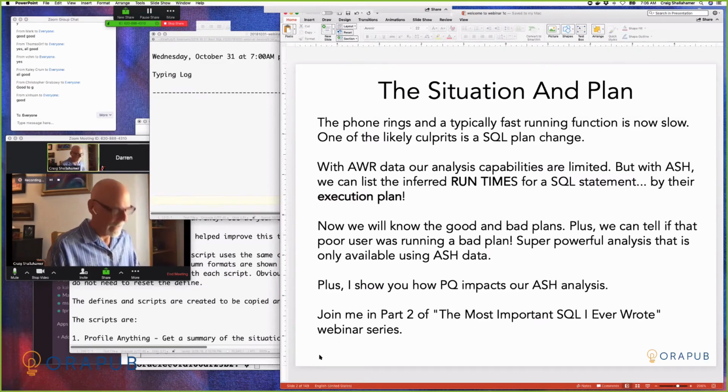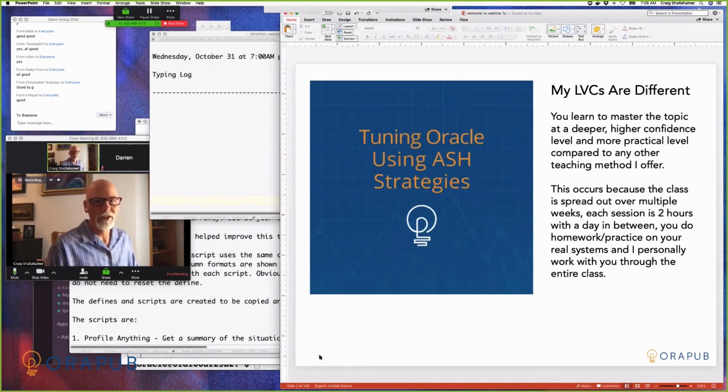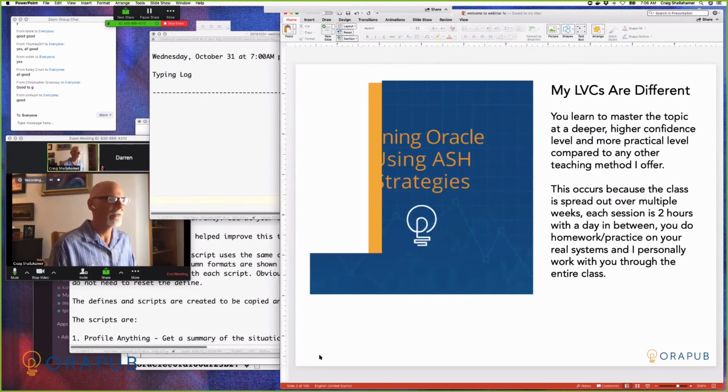And parallel query is important for us to understand. This kind of stuff is what I drill into in the ASH LVC. The next one's going to be in January, I think. We're not sure. Katrina and I are still trying to figure that out.